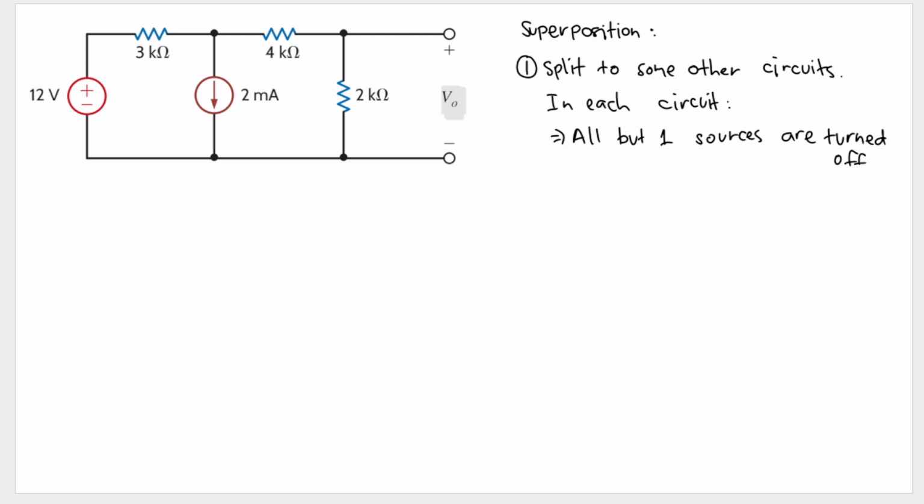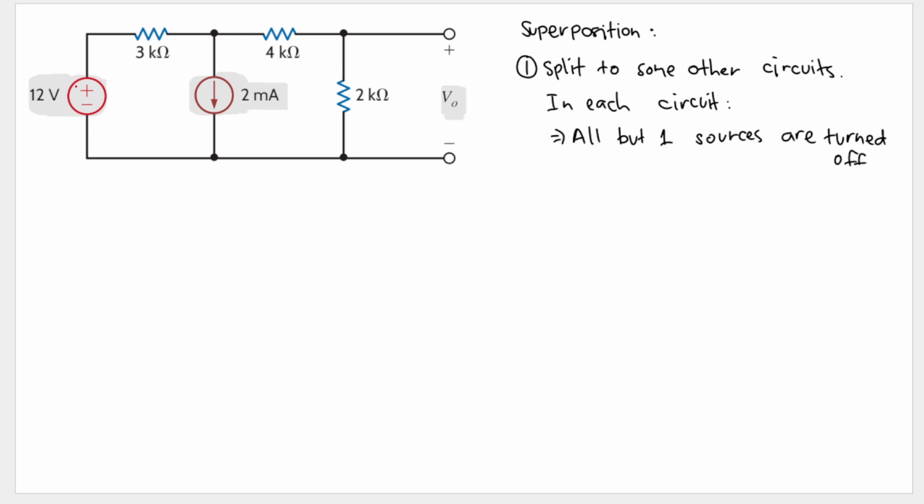Here we have two sources, this 12-volt voltage source and this 2 milliampere current source. So we take turns here. We turn off this 12-volt voltage source and then we turn off this current source. So we will have two separate circuits here.